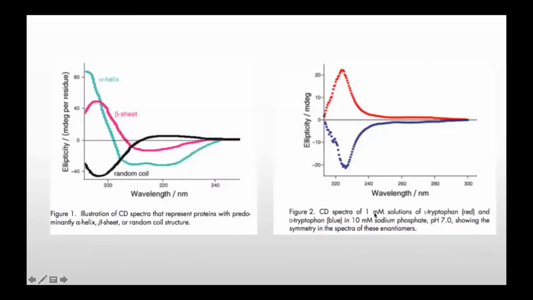And this is the CD spectra of a 1 millimolar solution of L-tryptophan, which is in red, and D-tryptophan, which is in blue. So this shows that two different isomers of tryptophan show different types of CD spectra.